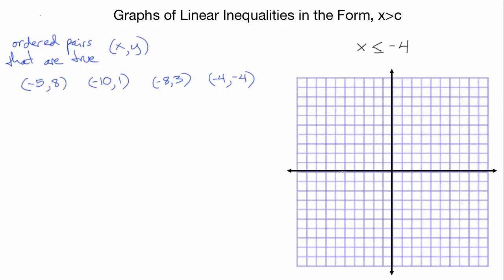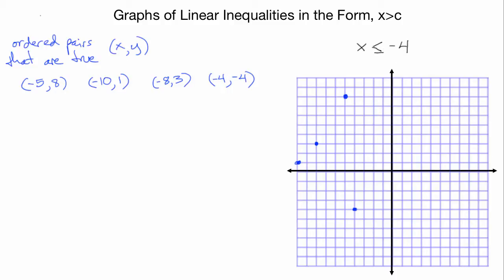All right, so let's graph all these. -5, 8 would be up here. -10, 1. -8, 3. And -4, -4. All right, there are 4 points. Those all satisfy that inequality, x is less than or equal to -4.